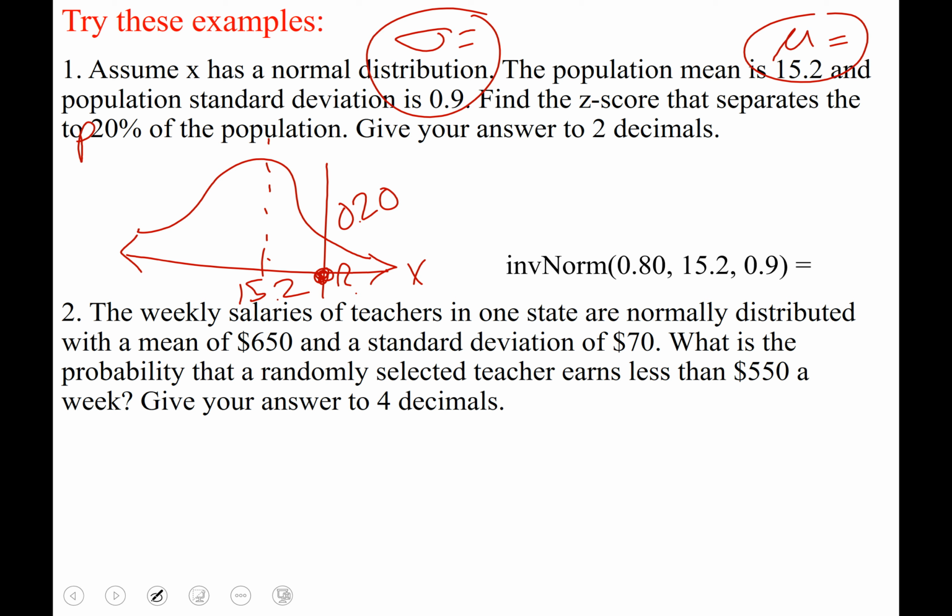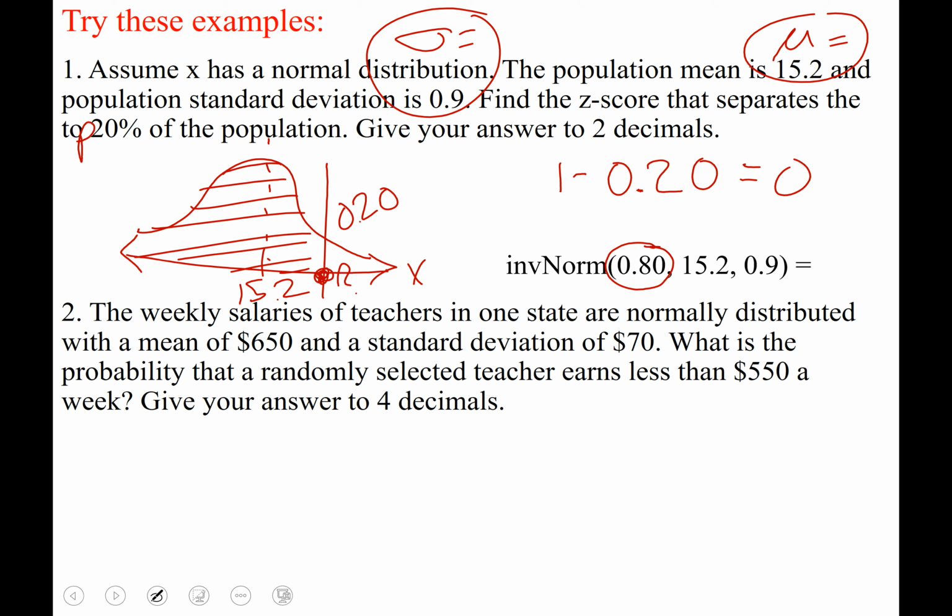Area to the left, if you typed in 0.20, you made the most common mistake, totally understandable. Take this moment to make sure you don't make that mistake again by recalling that first input has to be the area to the left of the x value you're interested in, which would be this area here, which would be 0.80 or 80%, if it's easier for you to think of it that way. Mu is 15.2, sigma is 0.9, giving us 15.96.